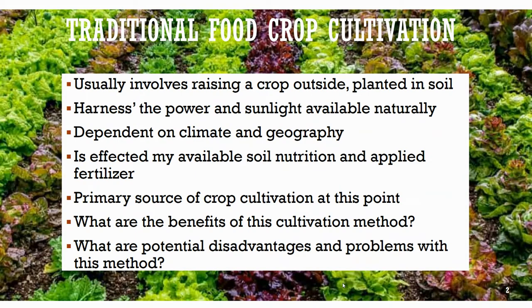Usually, and throughout history, food crops have been raised outside, planted in soil. Their job is to harness the power and sunlight available naturally. It's very dependent on the climate and geography. What you can grow depends on where you live and the high and low temperature, as well as the length of your growing season. Traditional food crop cultivation is greatly affected by the available soil nutrition.